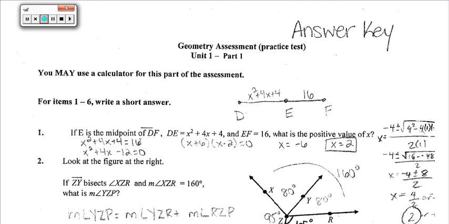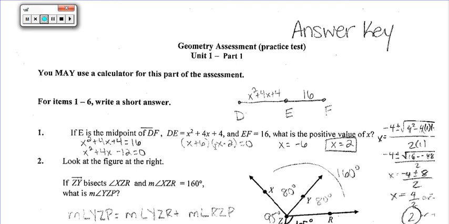The next thing we're going to do is subtract 16 from both sides to get that quadratic, x squared plus 4x minus 12 equals 0. And then you have one of two ways that you can try to solve this. One way is to factor it into x plus 6 times x minus 2, or over here I've shown the work for the quadratic formula.